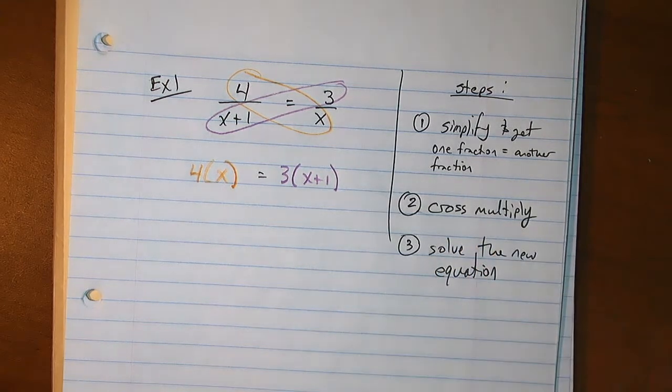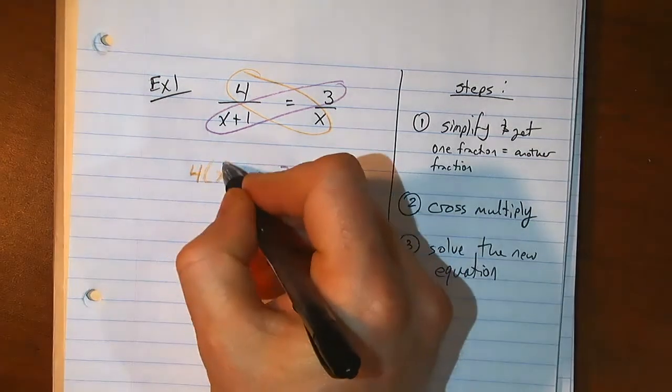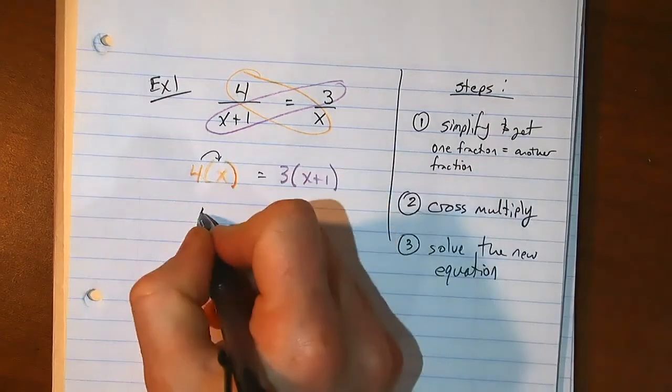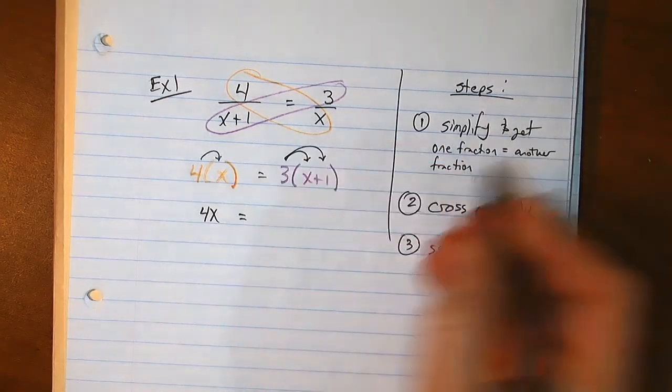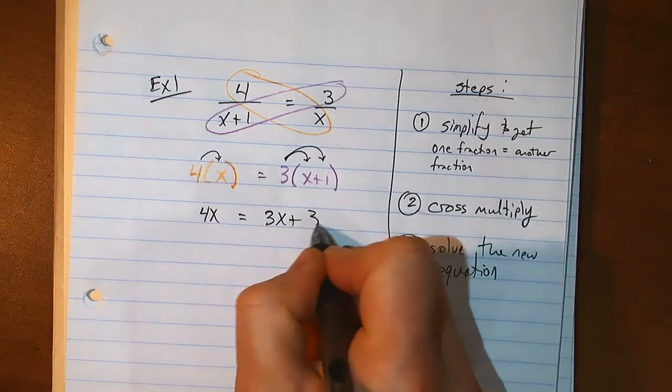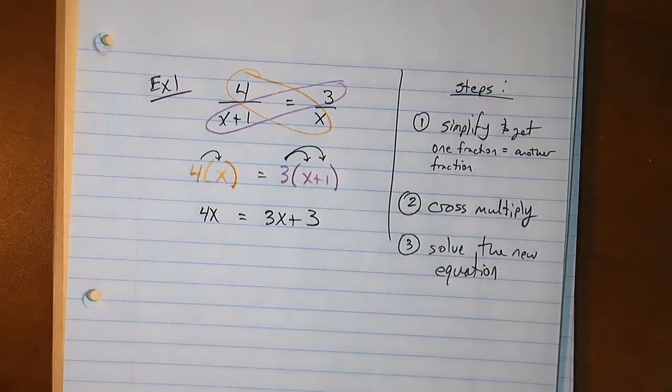Okay, solve the new equation. And this new equation was linear. So the way that we solved linear equations was we simplified both sides. So I'm going to multiply 4 times x. That gives me 4x. And I'm going to distribute my 3. So that gives me a 3x plus 3. So that would be my first step.